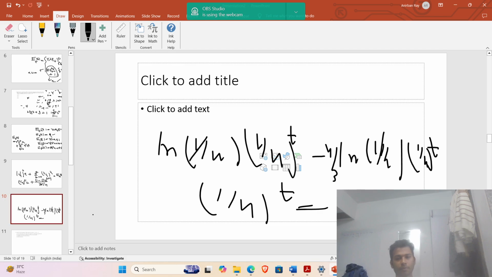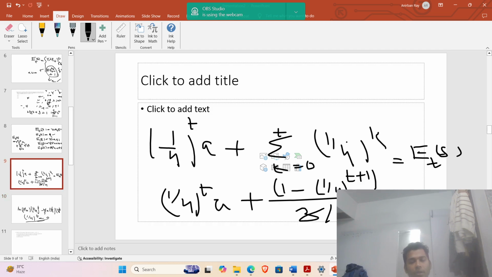And this becomes 1 by... okay. So now you can understand, if t goes to infinity, this becomes 0, right? This is what it becomes, because this other part is constant. So if t goes to infinity, this becomes equal to 0. And so here, if you take t equals infinity, this is a very high power, so this becomes 0. This becomes 4 by 3. That is what we are getting here.